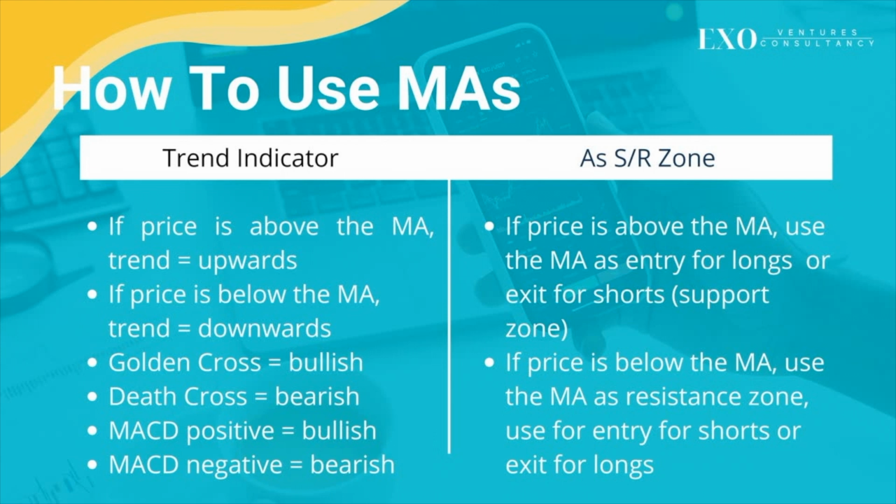Conversely, if price is above the moving average, then price is likely in an uptrend. And then you can use, for example, the moving average as an area to enter longs and then go up with the market.